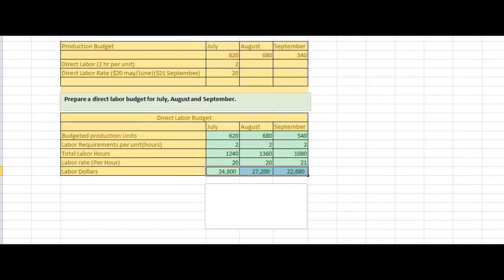Looking at labor one more time, and labor is really easy after doing the others. Here's your labor units. Here's the number of labor hours. Multiply that out, and you will come up with total labor dollars required. Now you'll notice in September the cost went up.